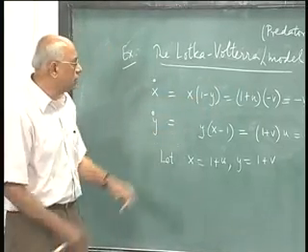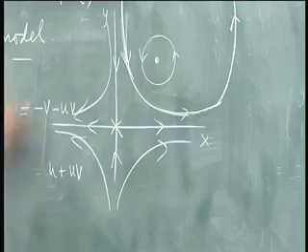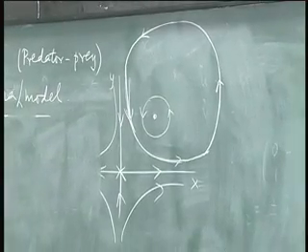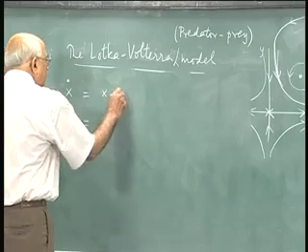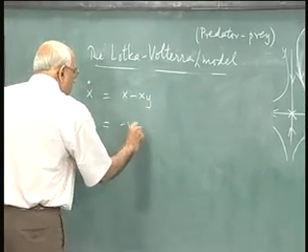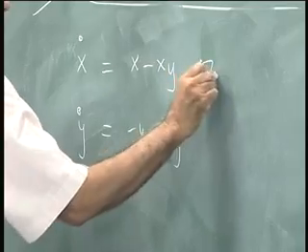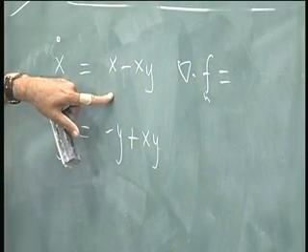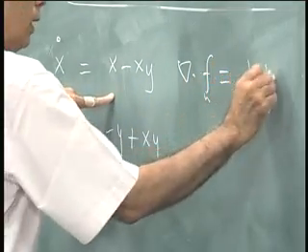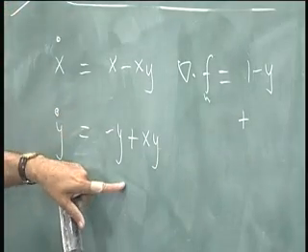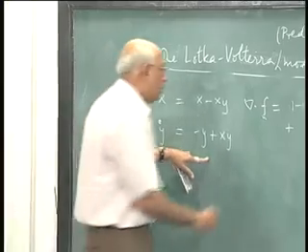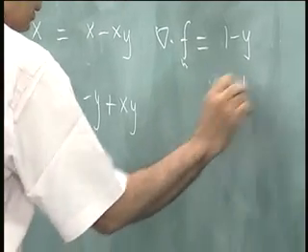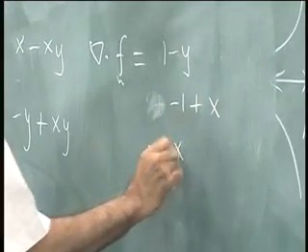Is this a conservative system? Well, we need to find out. We need to take this, so you have x minus xy and you have minus y plus xy, and what is del dot f equal to? It is the derivative of this with respect to x, that is 1 minus y, plus the derivative of this with respect to y, that is minus 1 plus x, that is equal to x minus y.